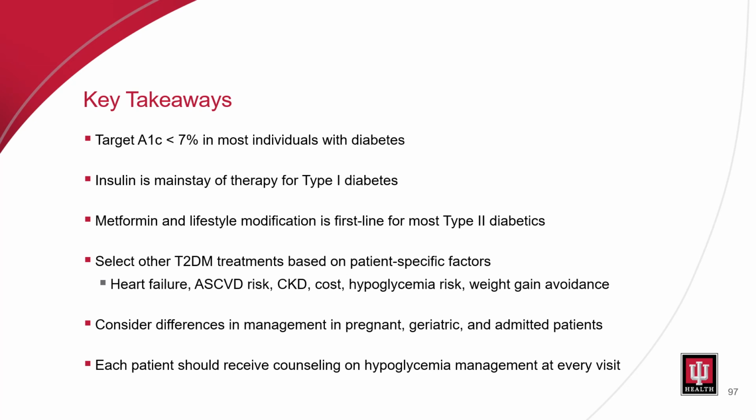And the factors that we talked about today were heart failure, ASCVD risk, chronic kidney disease, cost, hypoglycemia risk, and weight gain avoidance. We also need to consider differences in management in pregnant, geriatric, and admitted patient populations. And then finally, each patient should receive counseling on hypoglycemia management at every visit for their diabetes.